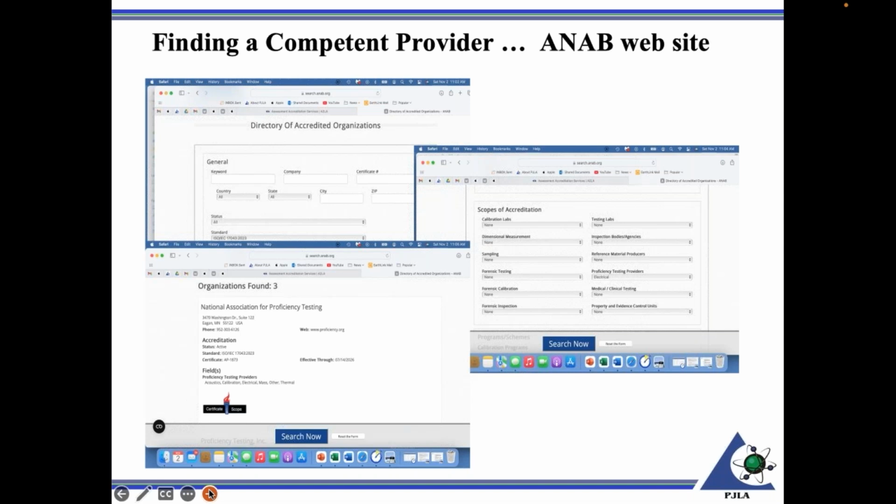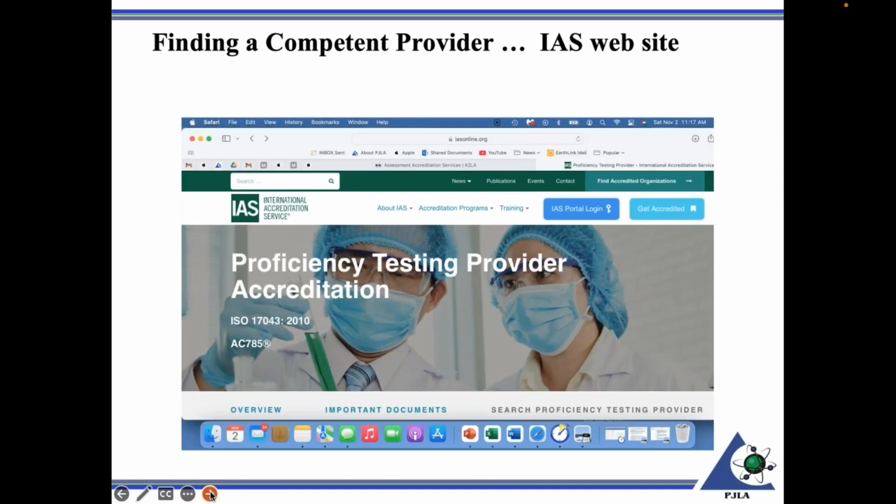They found 3, and one of them just happened to be the National Association for Proficiency Testing, NAPT, located in Minnesota, and they met those. If you look down in the lower left, it says fields was acoustic, calibration, electrical, mass, other, and thermal. So I had zeroed in on electrical. Each of the companies has a little bit different take on what their keywords are and so forth.